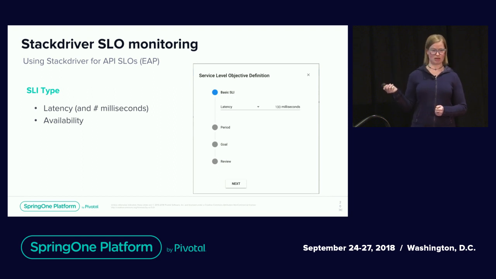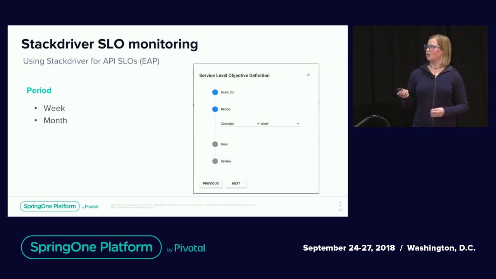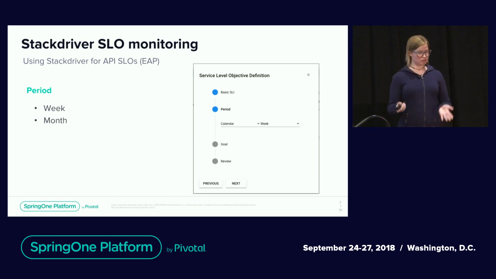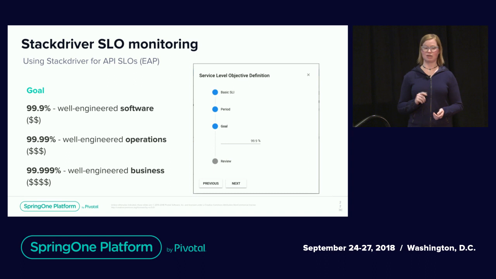In this example, I'm defining a latency SLO of 100 milliseconds, or SLI, sorry. And then you choose your period, which is either a week or a month, and you choose your goal, aka SLO. One note on this is that roughly, for every additional 9 you add to your SLO, your cost increases by 10x. So something to think about, again, as you're defining your SLO, how much are you willing to spend for your reliability? How important is it to your business?